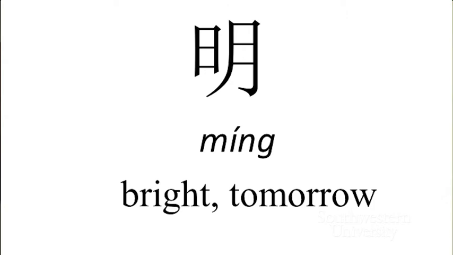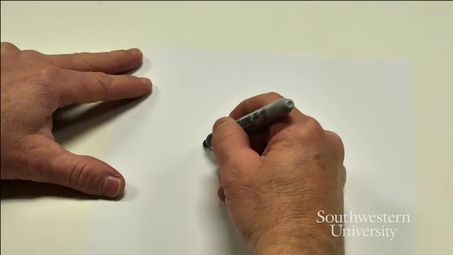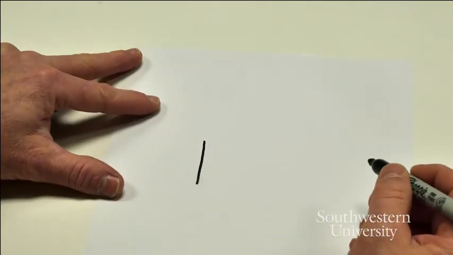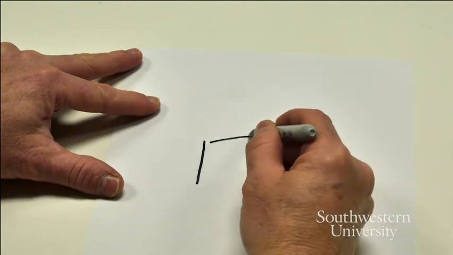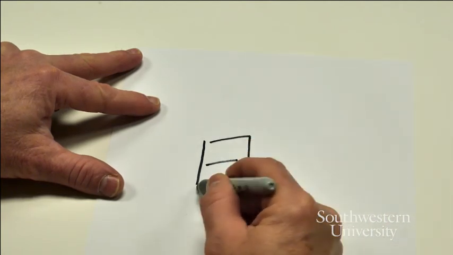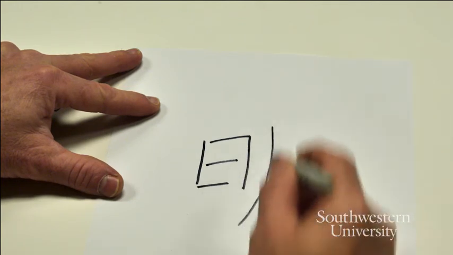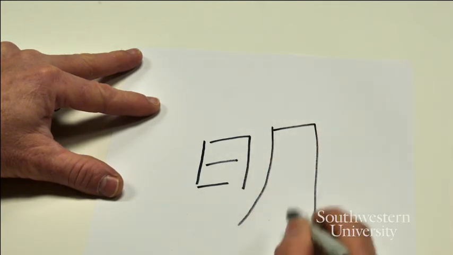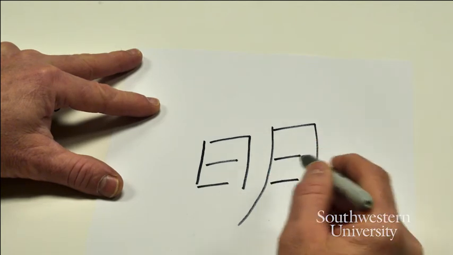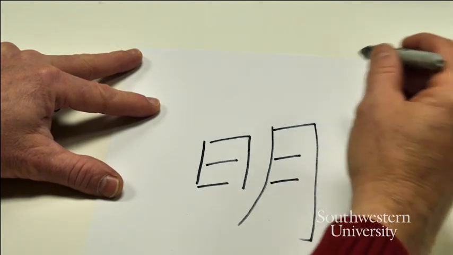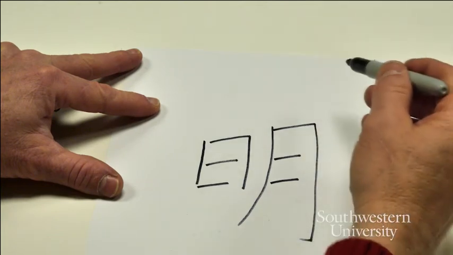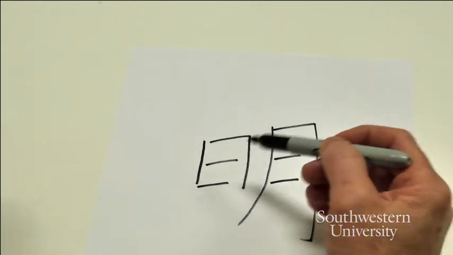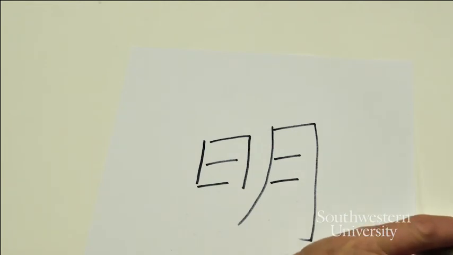Míng is bright, also a reference to tomorrow or next year. It is just the sun and the moon together. Anciently, it was thought, in fact, they're pretty sure, that the sun component was actually a depiction of a window. But over time, it came to be just the sun.